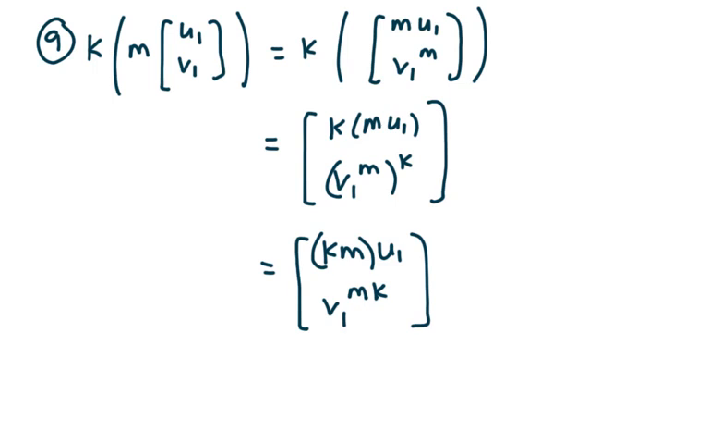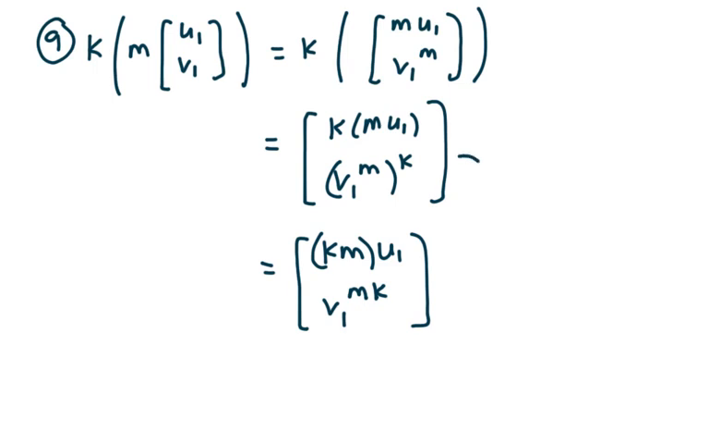Number 9. So if I take k times the quantity, or k, and then in parentheses, I have m times the column vector u1, v1. This is equal to k times the column vector mu1, v1 to the m, which is k times mu1, and then I have v1 to the m all raised to the k. Now remember, real numbers are associative under multiplication, and we still have those properties of exponents. Remember, v1 is positive, so all good things happen, right?